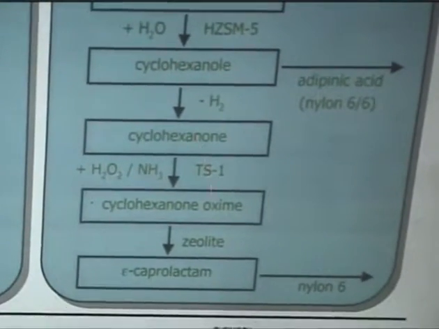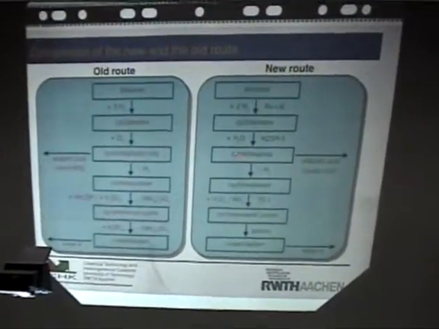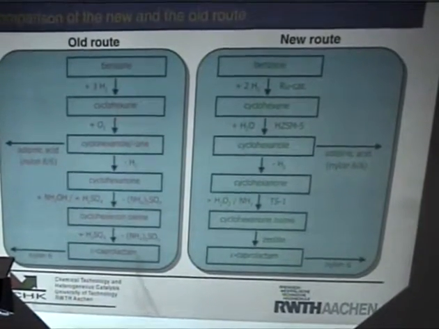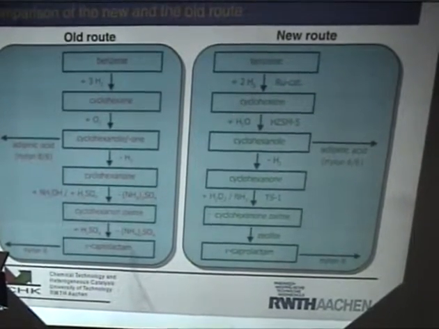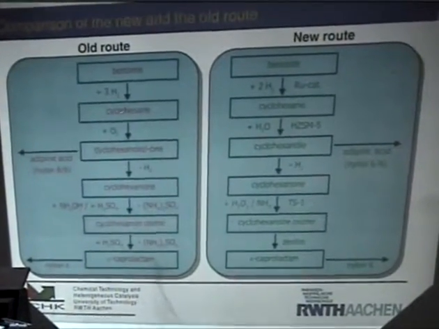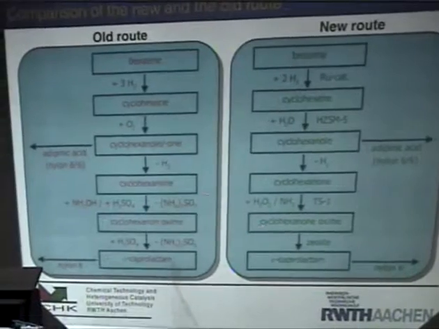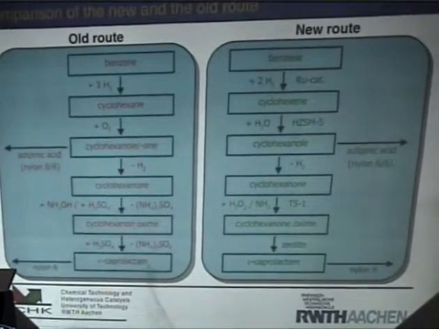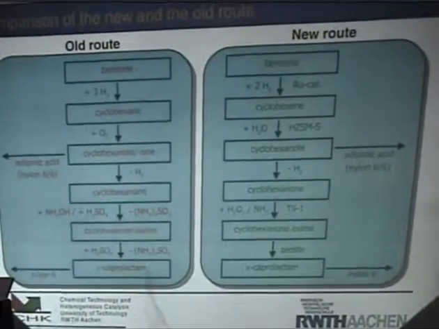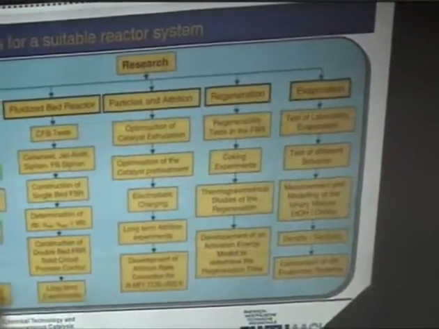And this route is much, much cleaner than the conventional route, and also we save quite a lot of energy in the first process, and it's also not as dangerous. This hydration is not as dangerous as this oxidation of cyclohexane. Furthermore, we avoid completely the use of sulfuric acid and the formation of ammonium sulfate. We had a big program to develop that process in our group, and that is shown here.